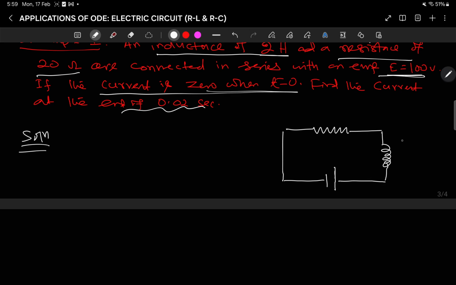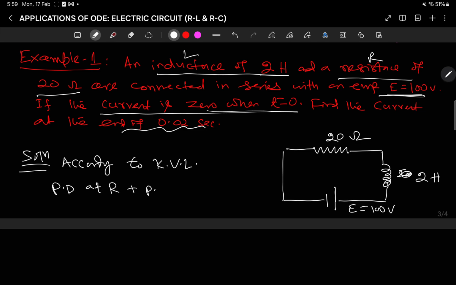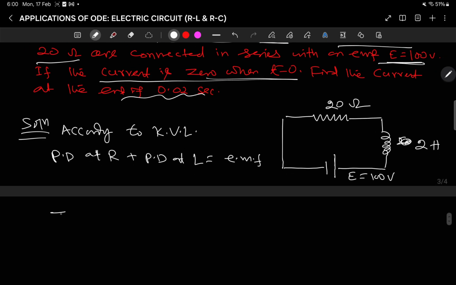Okay. So here it is given E is equal to 100 volt, R is 20 ohm, and L is 2 Henry. According to Kirchhoff's voltage law, the potential drop at R plus the potential drop at L is the EMF. So this implies Ri plus L di by dt is equal to E, the EMF.